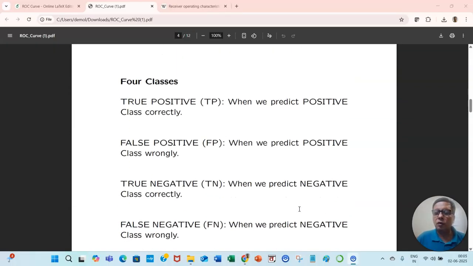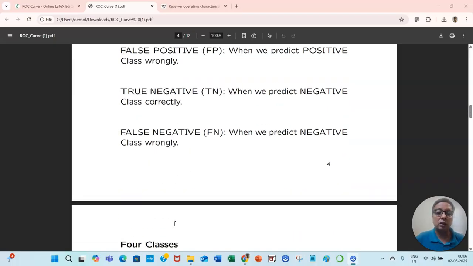There are four classes involved. Actually, the value could be positive or negative, and we are predicting positive or negative. So 2 into 2, 4 values. The four classes are: true positive, when we predict the positive class correctly; false positive, when we predict the positive class wrongly; true negative, when we predict the negative class correctly; and false negative, when we predict the negative class wrongly. So prediction can go right or wrong, and the actual class could be positive or negative. So that is 2 into 2, 4 classes.